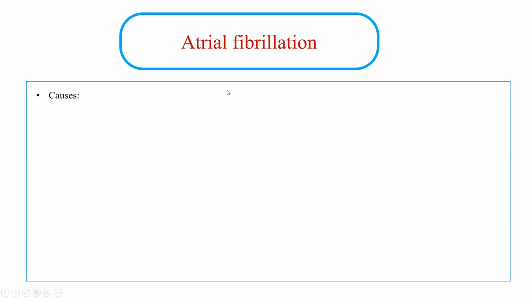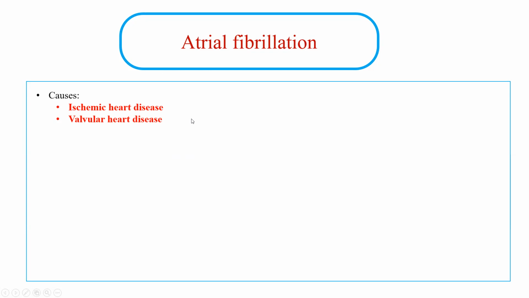What are the causes of atrial fibrillation? The most common causes, and really the most important causes, are ischemic heart diseases. If a patient has a history of MI, those patients will have higher risk for atrial fibrillation. Number 2 is valvular heart disease, and this is very important. That's why we should obtain an echocardiogram for all patients with atrial fibrillation, to make sure that it is not caused by valvular heart disease, because the management of anticoagulation will depend on whether it is valvular or non-valvular atrial fibrillation.